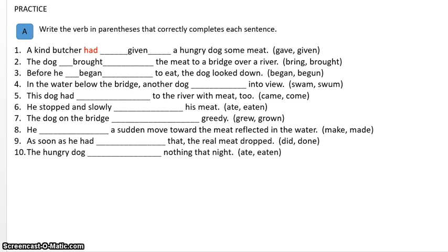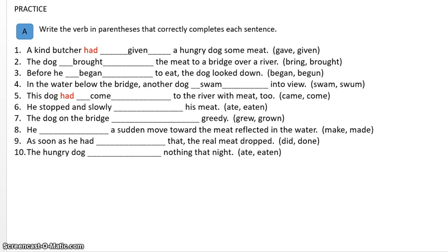Number 4, in the water below the bridge, another dog blank into view. It's going to be swam. Why is it not swum? Because swum has to be used with has, have, or had. Look back at your chart, and swum is only used when you have a helping verb with it. Number 5, this dog had, see that had, come to the river with meat too.